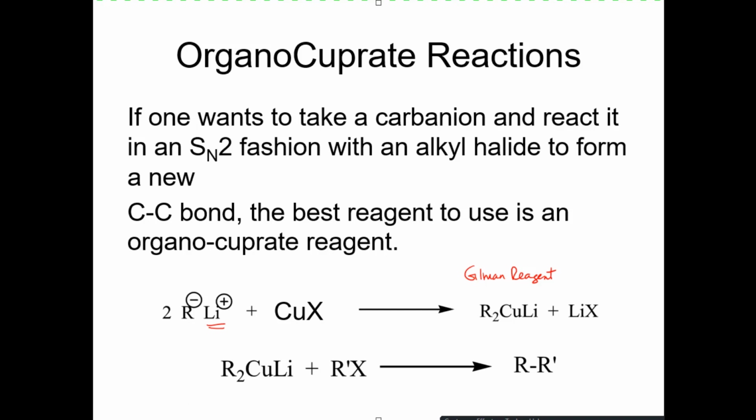And what you can do is, if you react your organolithium compound with a copper halide, this is a copper +1 species, not the normal copper +2 that we look at. What we end up doing is we end up actually combining two anions and a copper +1 and a lithium +1. And that structure is called a Gilman reagent, but it essentially has a carbanion sort of like a Grignard reagent.